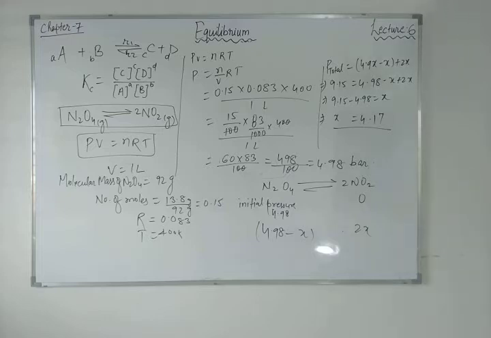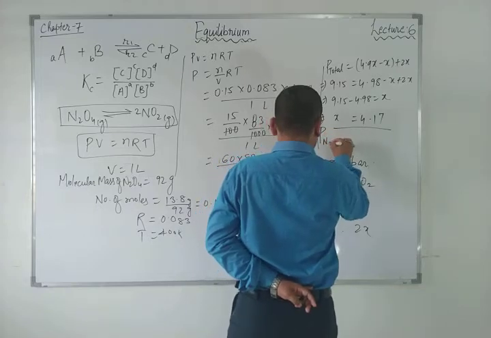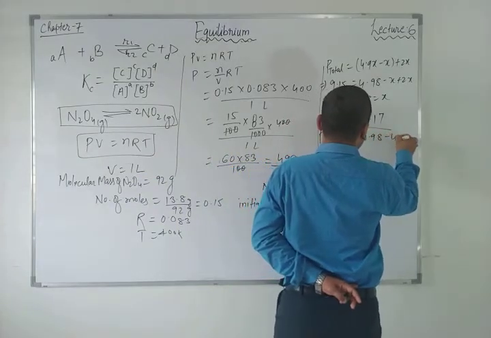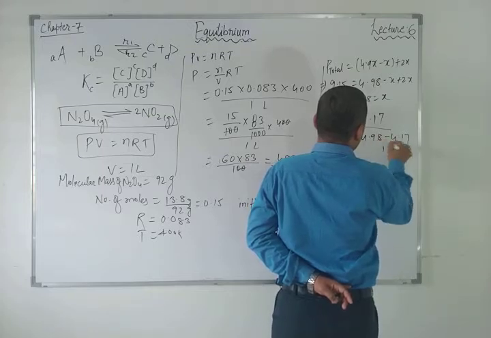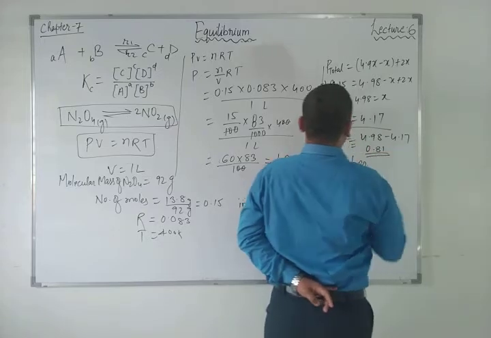It's total pressure. 4.17 is total pressure. Now you have to calculate the pressure of N2O4 and the pressure of NO2. So if I talk about the pressure of N2O4, it is equal to 4.98 minus 4.17, that is equal to 0.81 bar pressure of N2O4.